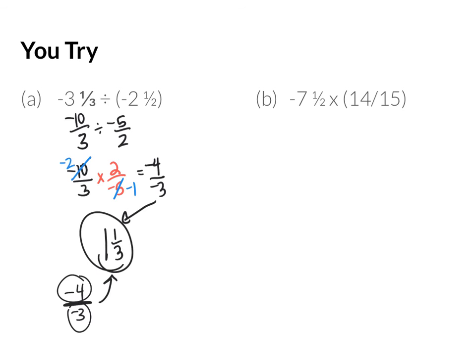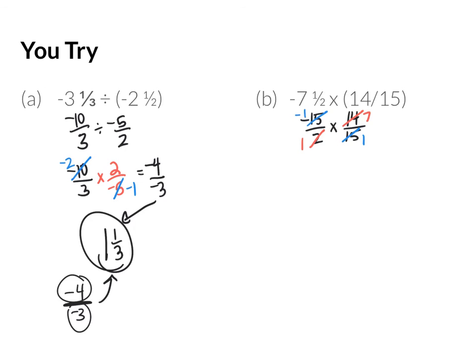For B, I rewrite them as just numerators, denominators. So that is negative 15 halves times 14 over 15. And you'll notice here where cross-simplifying comes really in handy. The 2 and the 14 are both divisible by 2. And then the 15s are both divisible by 15.